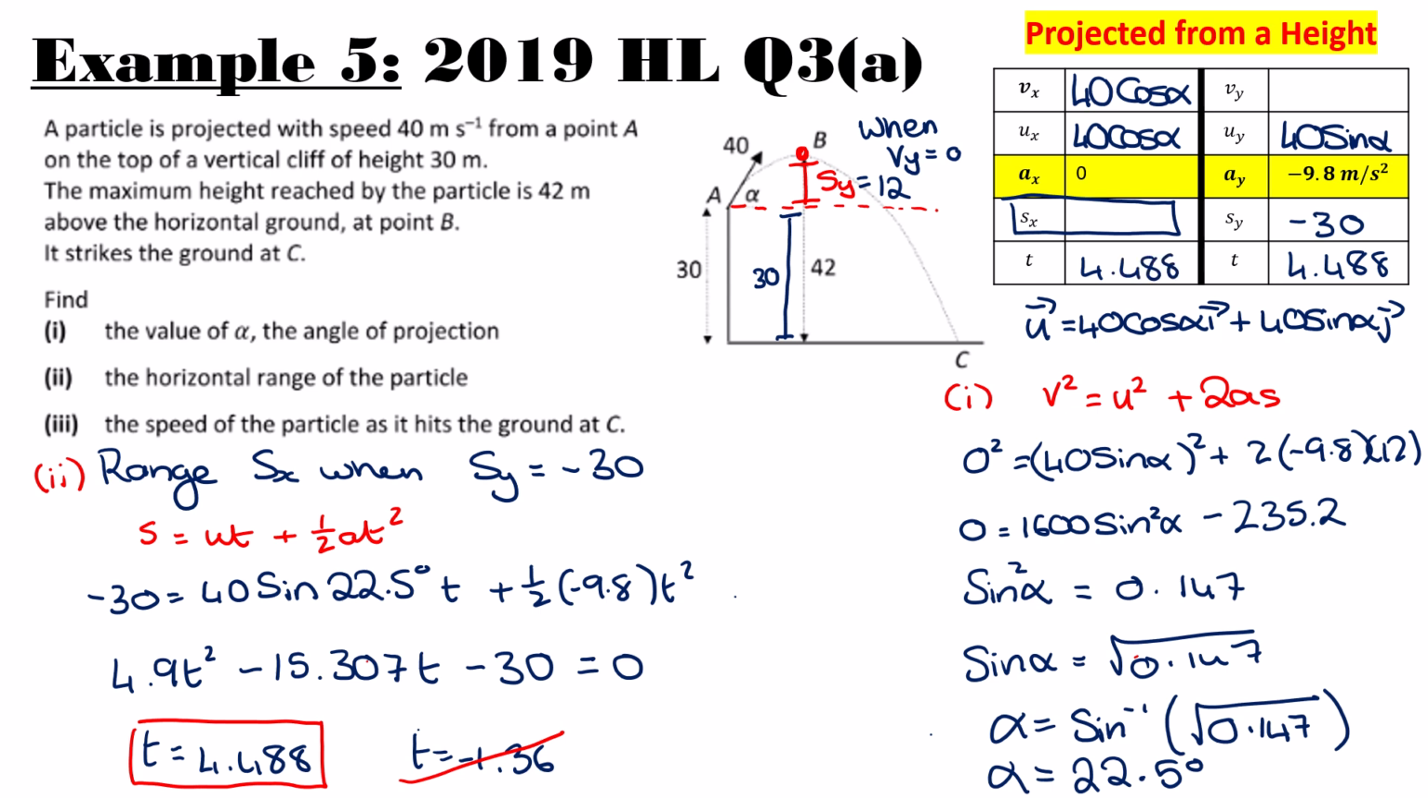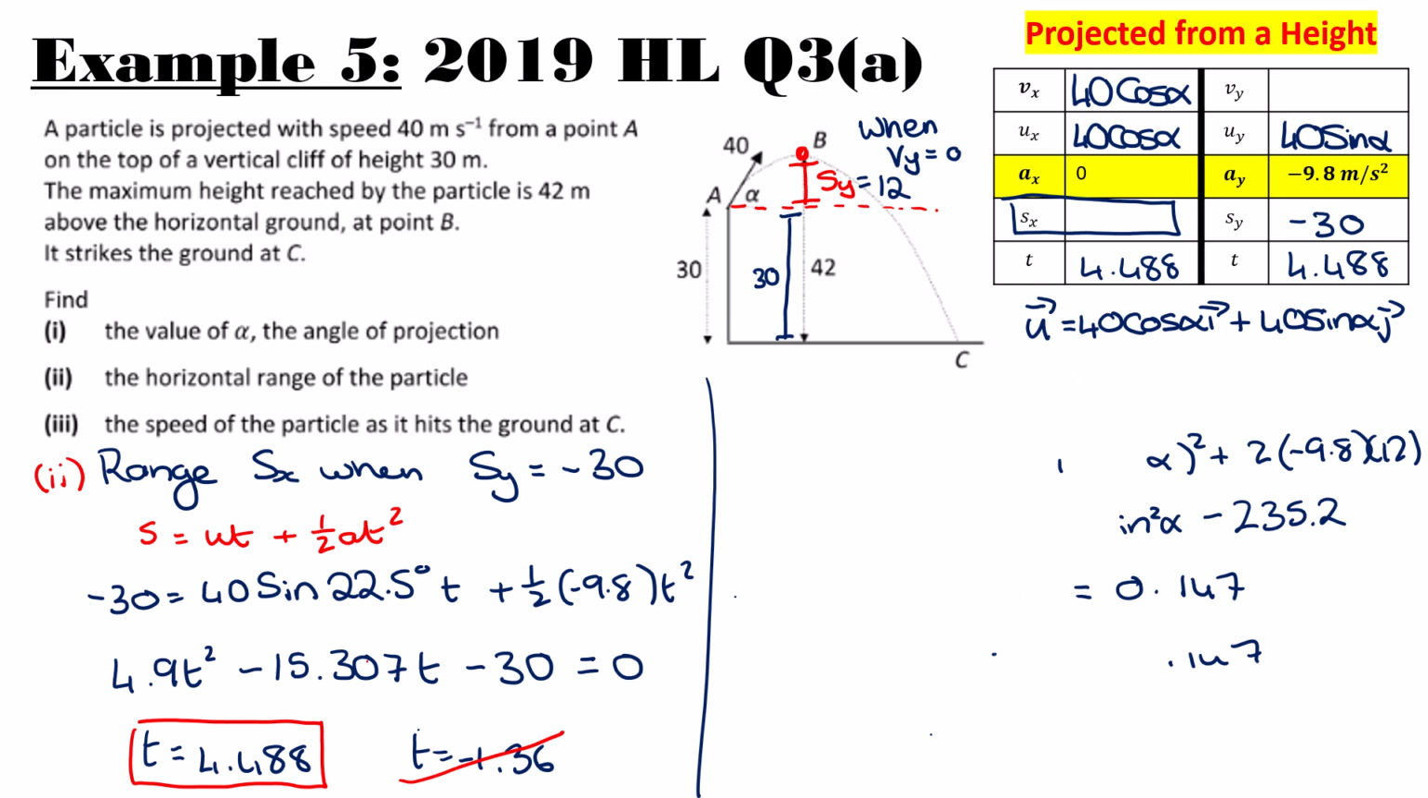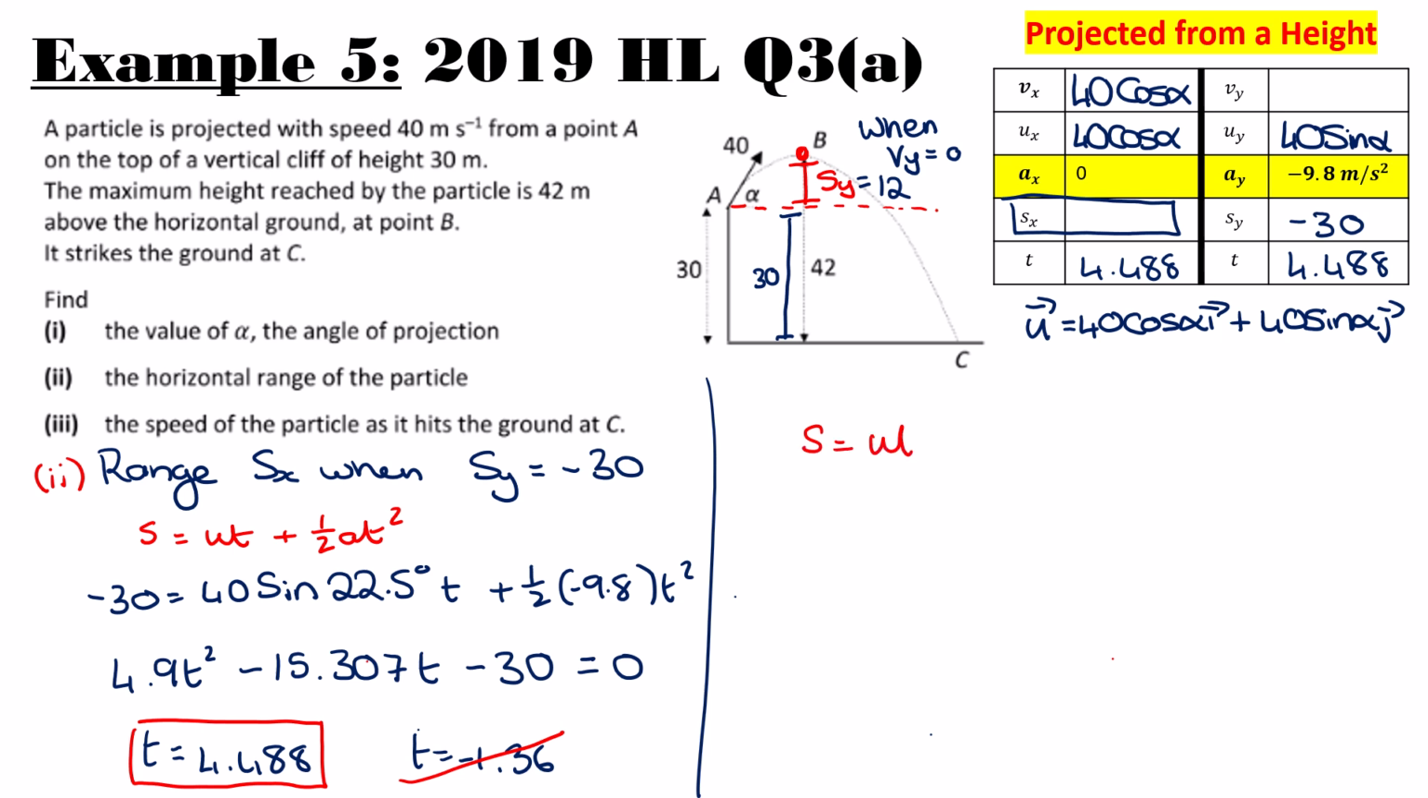Then we're going to get rid of all this so we can work with it. We're going to work with our x direction. So we're going to do S equals ut plus a half at squared to find our range.